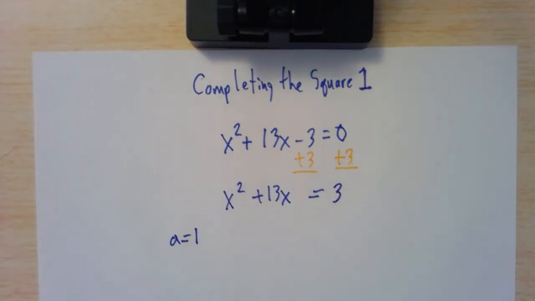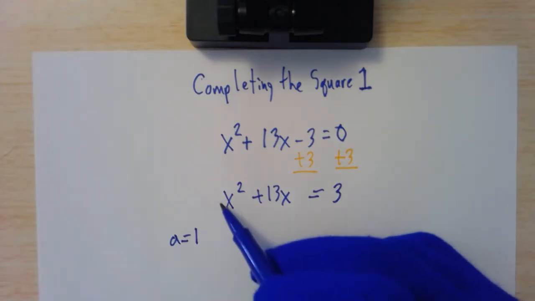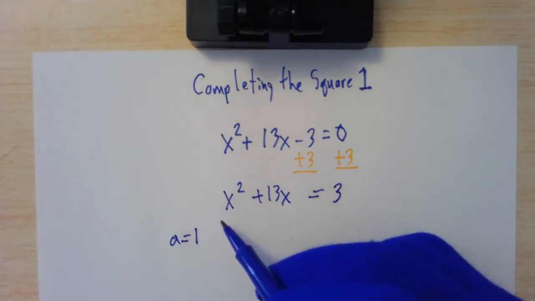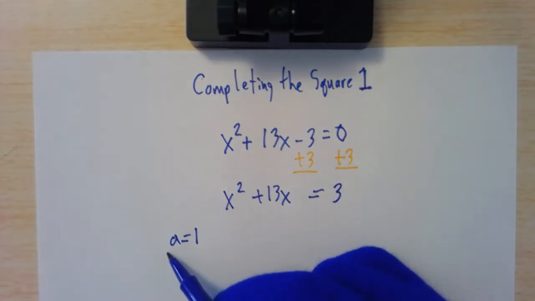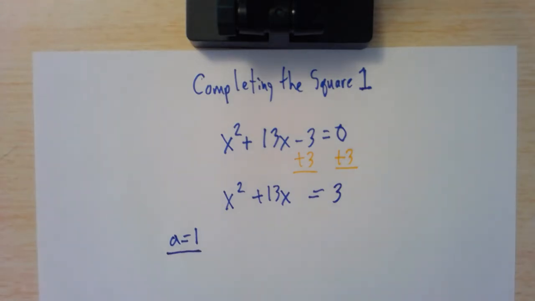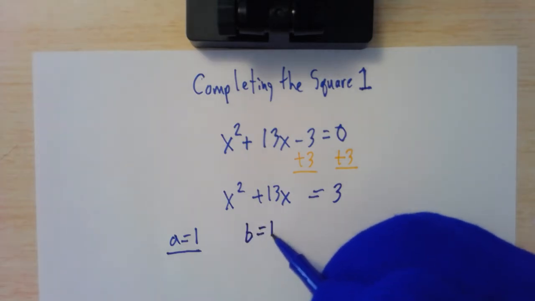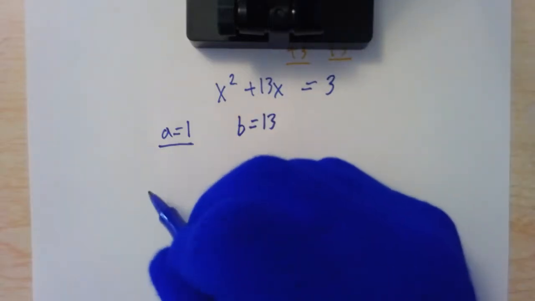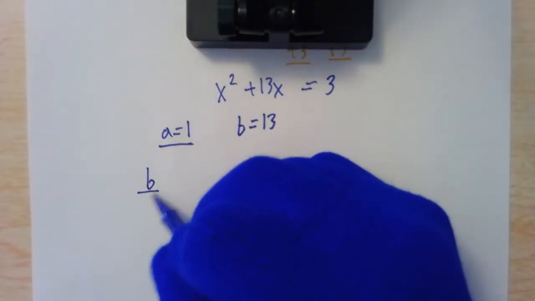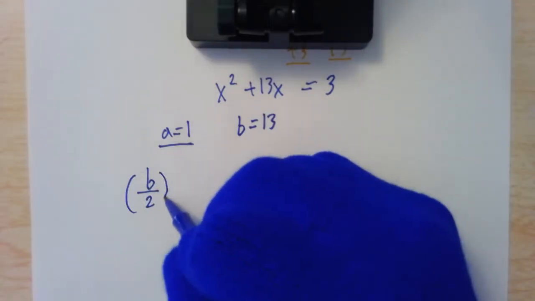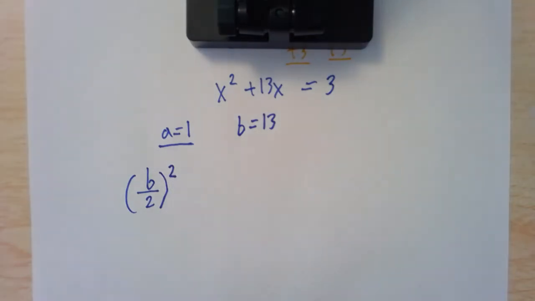Our next step, we want to make sure that a is equal to 1. Well, is a equal to 1? I just have to double check. Is there a number in front of x squared? No. So if there's no number there, I know a is equal to 1 automatically. Then we want to find our perfect square completer. First, we have b equals 13, and the formula for our perfect square completer is always the same. It's b over 2 in parentheses to the second power. You want to do your best to commit that one to memory.